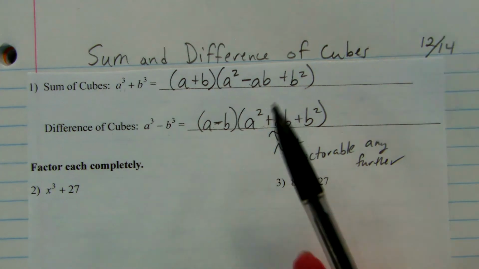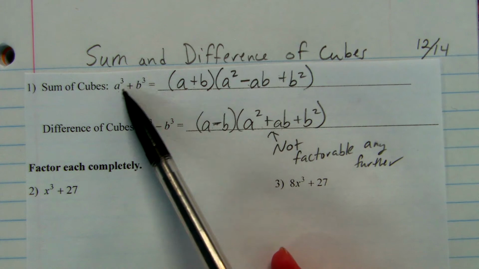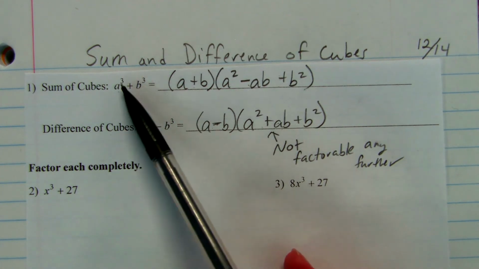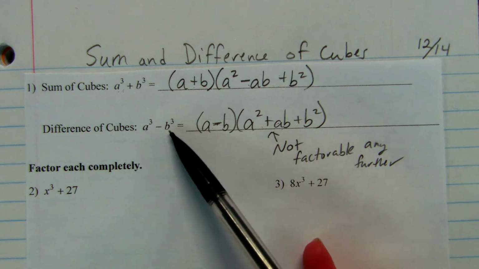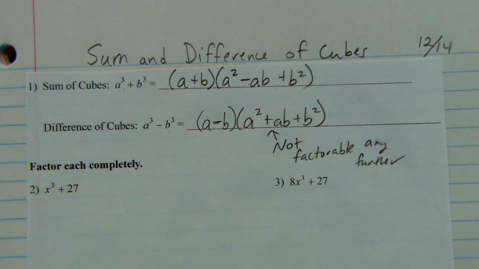Okay, so here's our formula for sum of cubes and difference of cubes. And so your original polynomial, these are specific things. A sum of cubes is something cubed plus something cubed. Difference of cubes is something cubed minus something cubed. And these formulas are as far as you can factor these down.